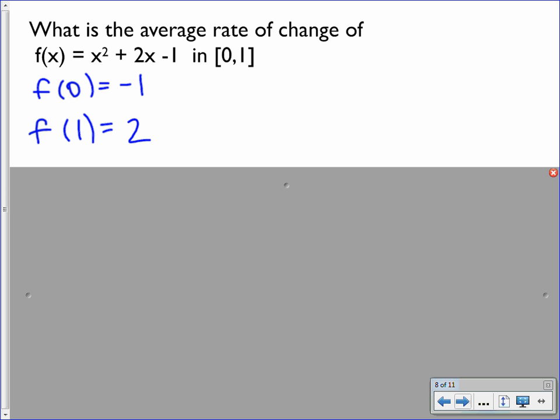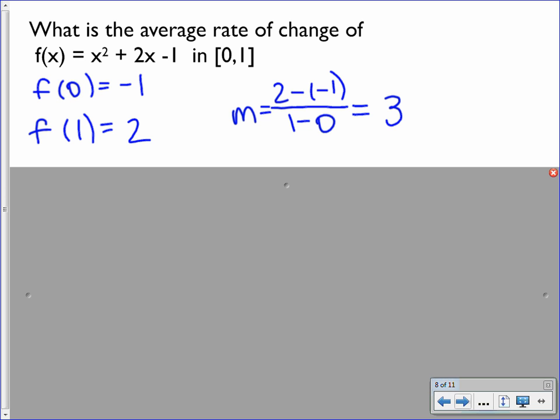Okay, and so our average rate of change would be 3 over 1. Our average rate of change is y minus y over x minus x. So our average rate of change is 3.